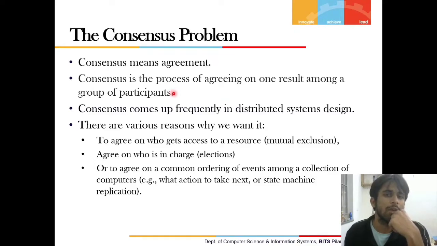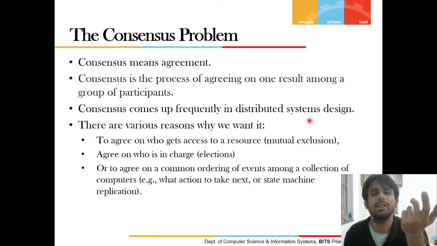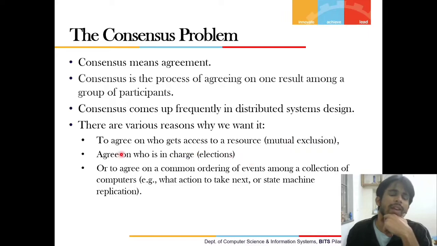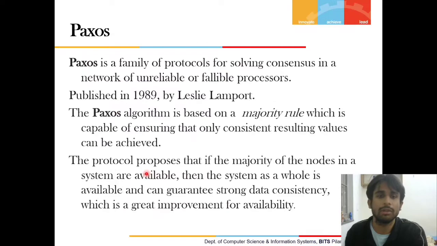We frequently use consensus in distributed system design, where we have a collection of computers which need to agree on a single state to have consistency. There are various reasons why we need consensus: to agree on who gets access to a resource, agree on who is in charge, or to agree on a common ordering of events among a collection of computers.